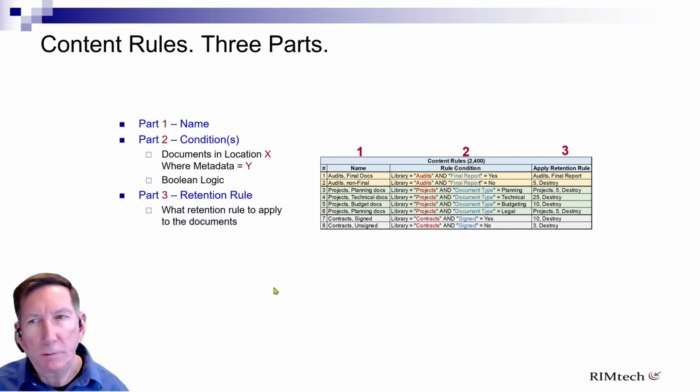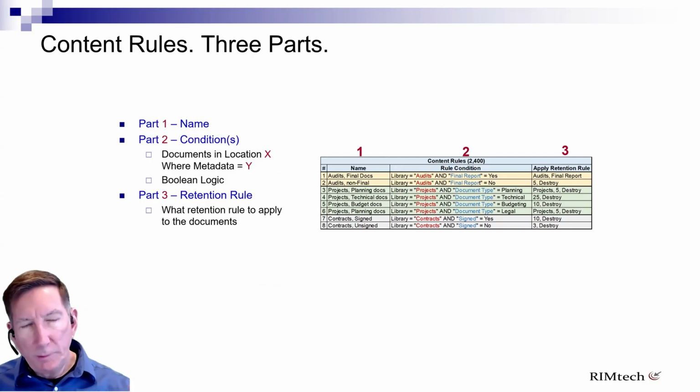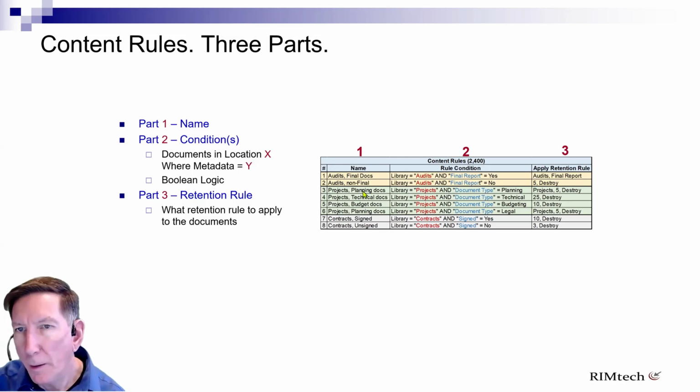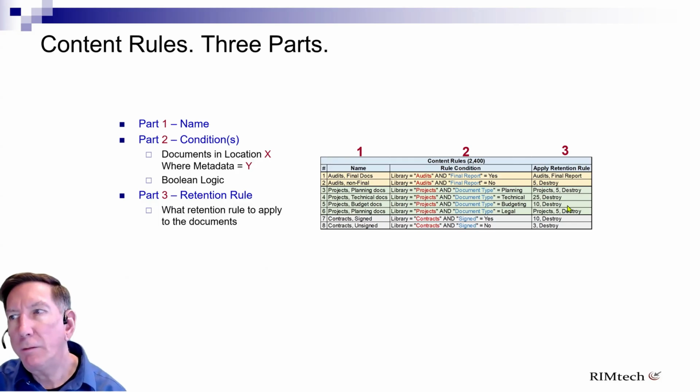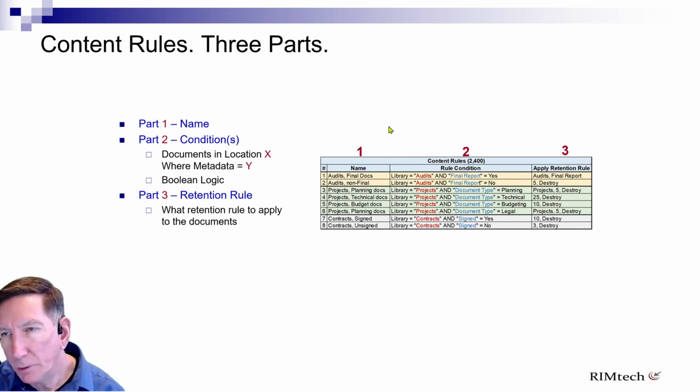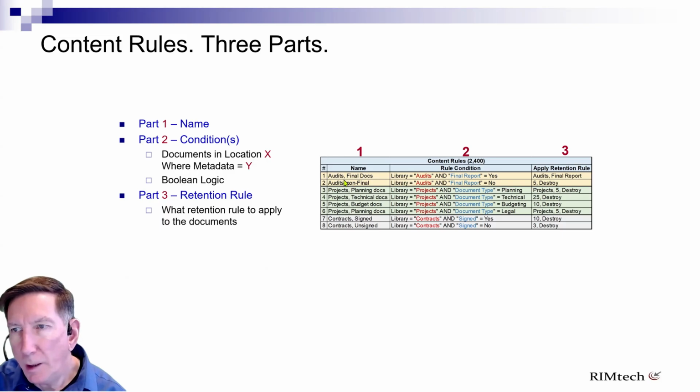Now, what are these content rules? Well, a content rule is something you have to create in the record software, and it says, for this content, apply this retention rule. So there are 3 parts to a content rule: a name, a condition, and a retention rule. So the condition has to be met in order to apply that retention rule. So here's an example from an audits library. If the library name is audits and the column or metadata field final report contains yes, then we want this retention rule applied to it, whatever that means.